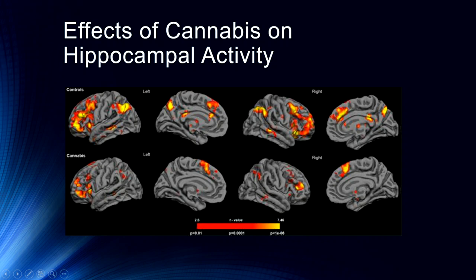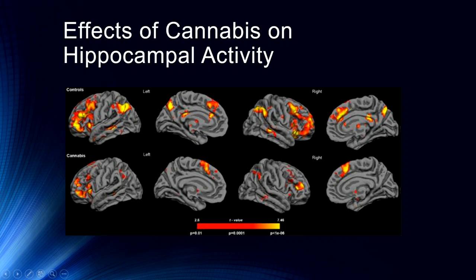This is a study, for some reason, college students find interesting. The effects of cannabis on hippocampal activity. So when we get to memory, we're going to take a dive into this. Here we're just looking at overall activity, and I can't remember what the task was in this one either.